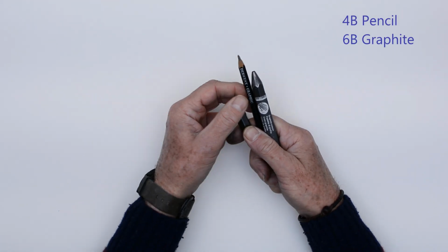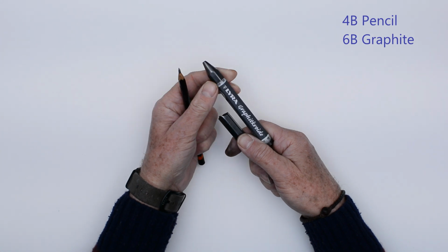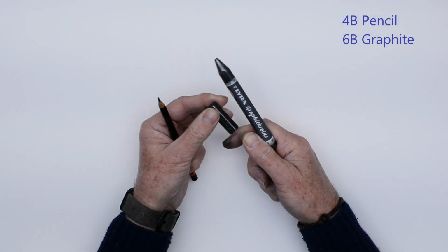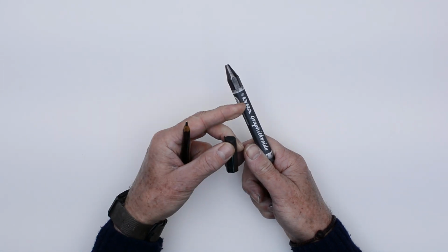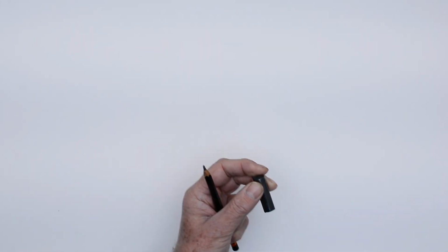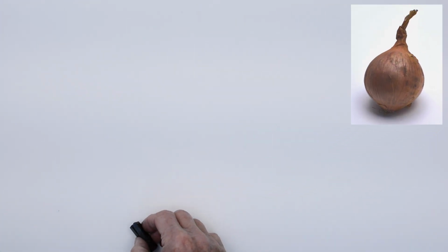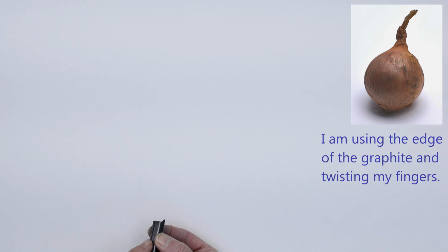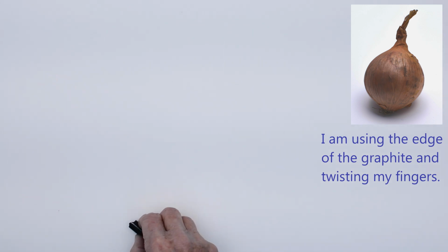So we're going to use a 4B pencil and a 6B piece of graphite, but I'm going to break it into a section, as you can see here, and just use that. Okay, we'll put this graphite away. If you want to see what the graphite is, look in the description below. Now, we're going to draw the onion. This is the onion. I'm not going to draw it in detail. I'm not going to make a photographic representation. We're just going to create the essence of it by using the edge of my graphite.